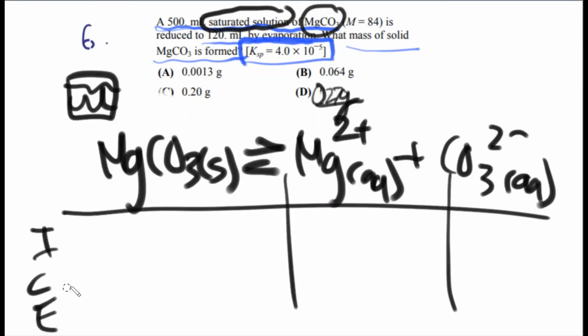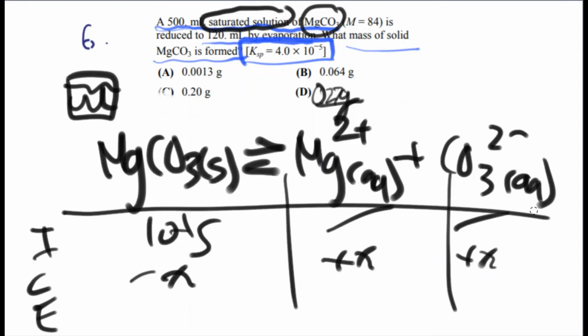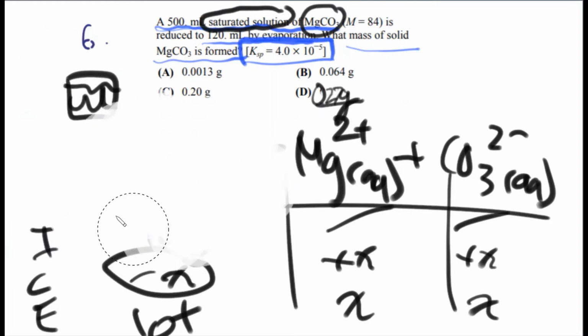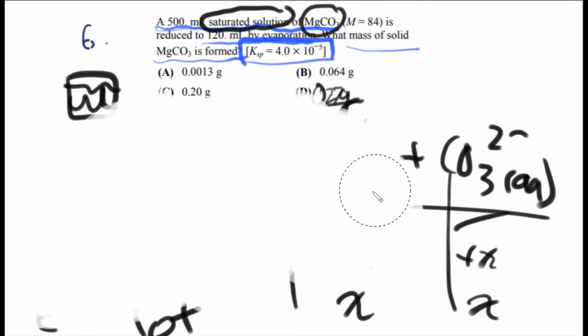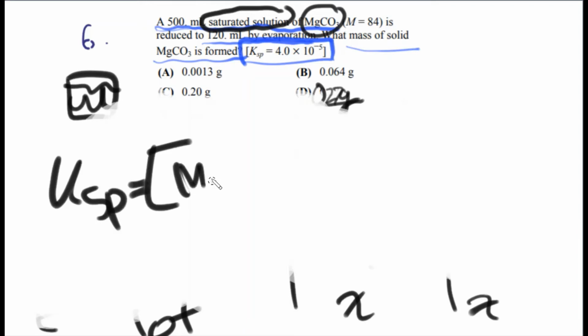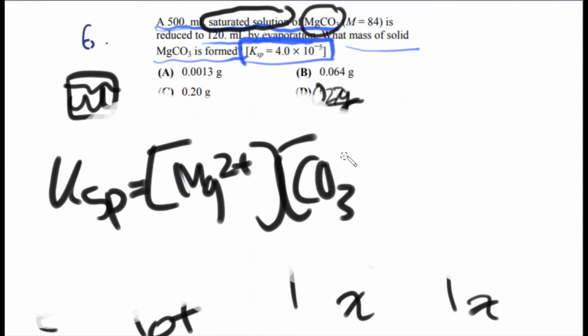So ICE, we start off with lots of this, minus x, plus x, plus x. We start off with nothing initially because at the beginning you have a pure solution with nothing and you add the salt in there and you can see how much can dissolve, and that will be x. So you have a lot left over, you have x and x. So now the next step is, of course, to write the equilibrium expression, or the Ksp, for this reaction. So let me do some erasing and leave the equilibrium stuff left over so that we could deal with that. So I'm going to write the Ksp expression, and that's equal to Mg2+ times CO3 2-.